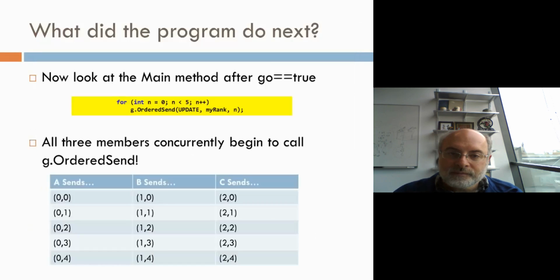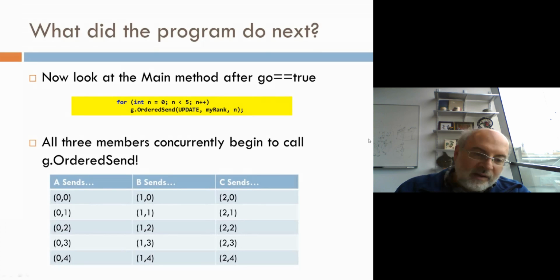Okay? So what does this program actually do? The code that I've given you that you can download sends 5 ordered updates, and you can see each one of them: the sender sends his own rank, so that'll be 0, 1, or 2, and then they send the value of n, which is going to be 0 through 4. So A sends 0,0 through 0,4, B sends 1,0 through 1,4, C sends 2,0 through 2,4. So that's what's going to be in the database.